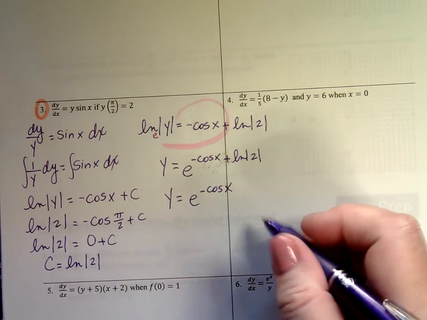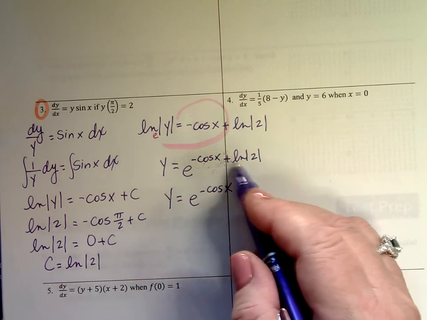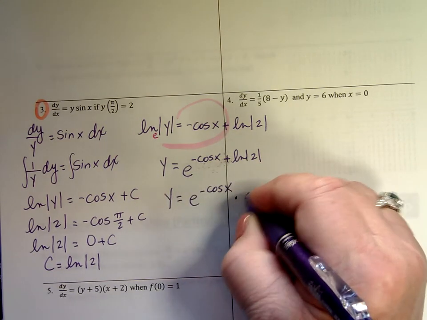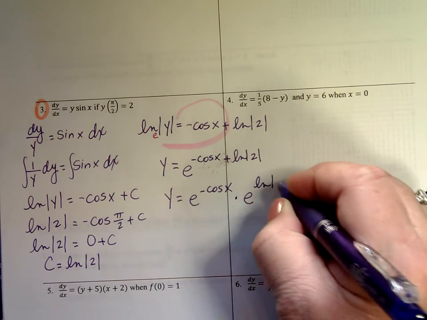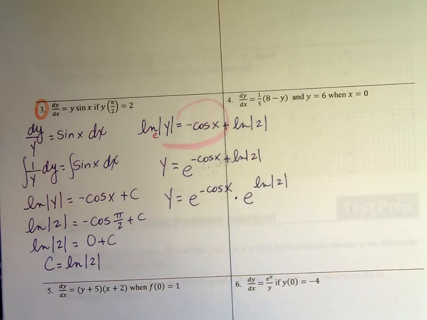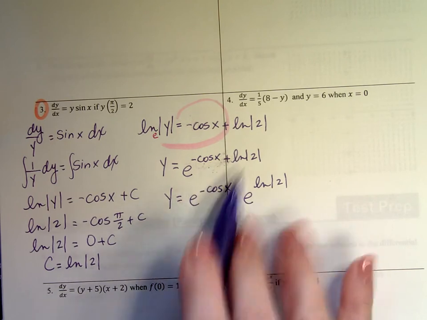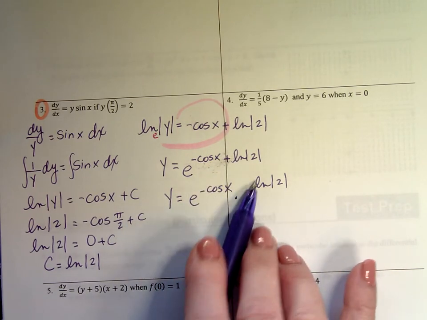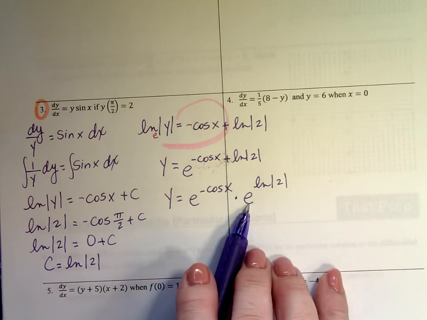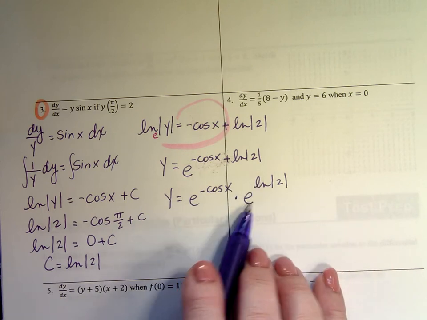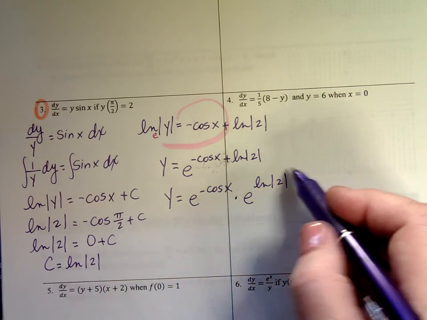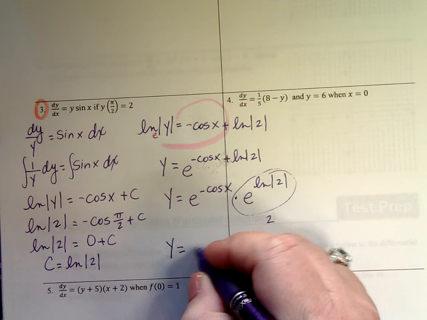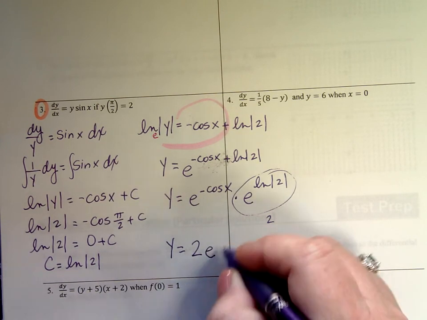But remember how if I'm adding exponents, I'm multiplying like bases. So this would be like times e to the ln of 2 if I separate it, right? Adding exponents separated as two like bases. E's and ln's undo each other. They're inverses of each other. So this really equals 2. This value right here equals 2. And so my final best answer for this question is 2e to the negative cosine of x.